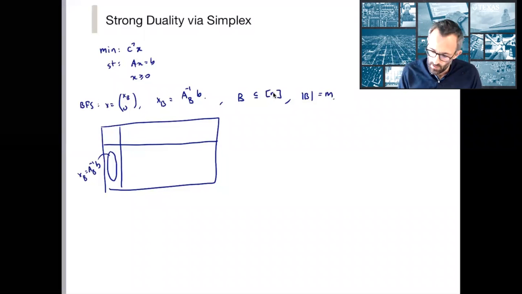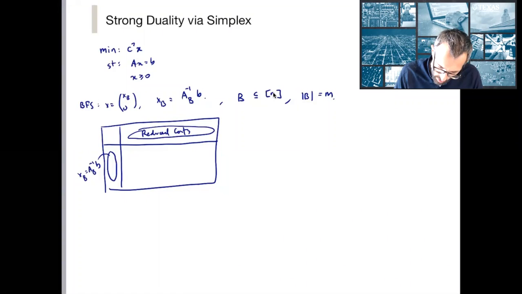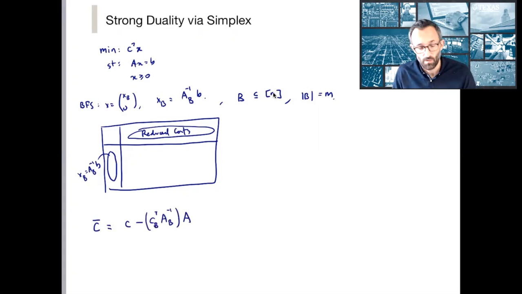And when do we stop? We stop when what sits here is non-negative. So these are the reduced costs, and let me remind you what those are. The reduced costs are C bar, defined as C minus C_B transpose A_B inverse A. We already know that for any i in the basis B, C bar i is equal to 0.